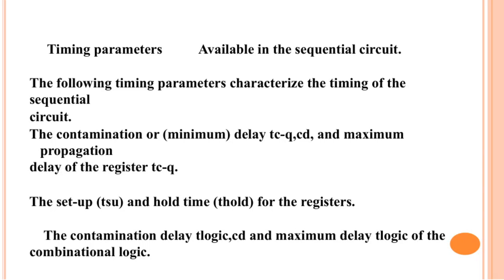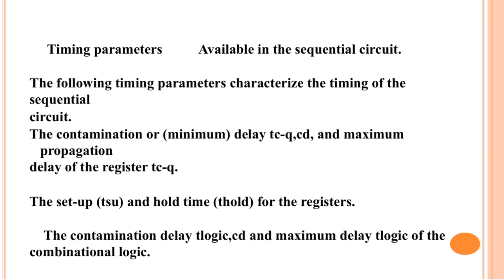In sequential circuits, timing parameters are crucial for ensuring proper operation. First, we have the contamination delay, often called the minimum delay, denoted as TCQ-CD, which relates to the register's behavior. Alongside this, the maximum propagation delay of the register, TCQ, sets an upper bound on how long signals take to pass through. Next, we consider the setup time, TSU, and the hold time, THOLD, for the registers. These are critical intervals around the clock edge where input data must be stable to be correctly registered.